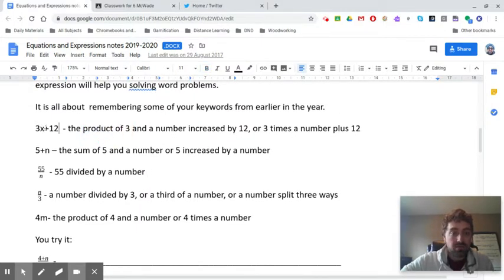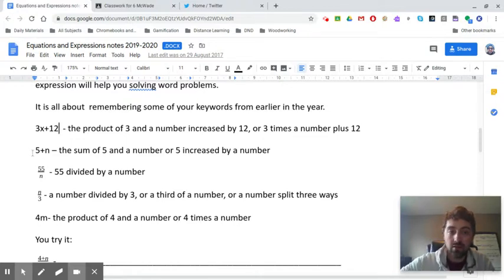So 3x plus 12. It means the product of 3 and a number, so this 3 and that number. So the product or the multiplication of 3 and a number increased by 12, or 3 times a number plus 12. Those are both ways to say this. Here we have 5 plus a number, or the sum of 5 and a number, or 5 increased by a number. This is why there's not just one set way to read these. There's a couple different ways you could word these.